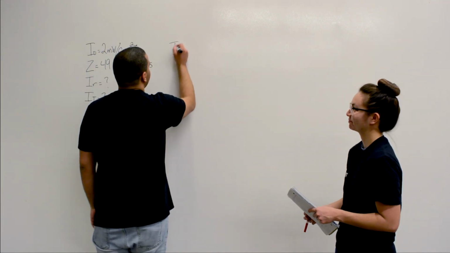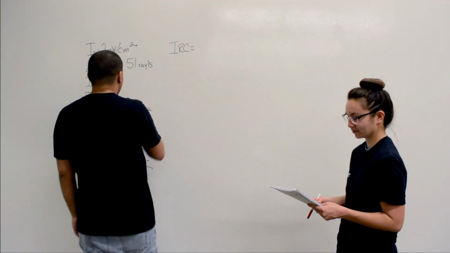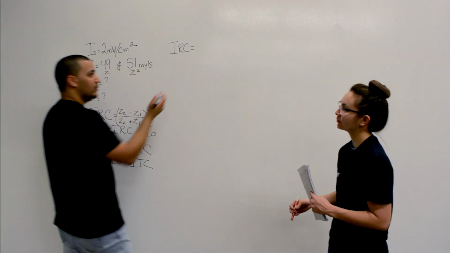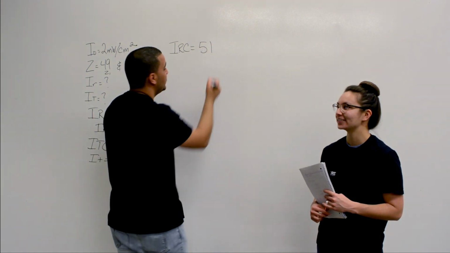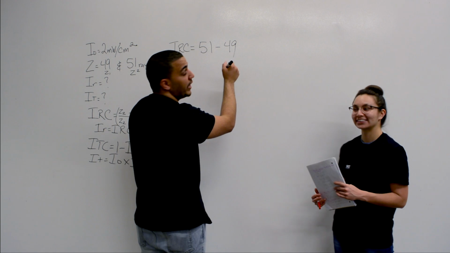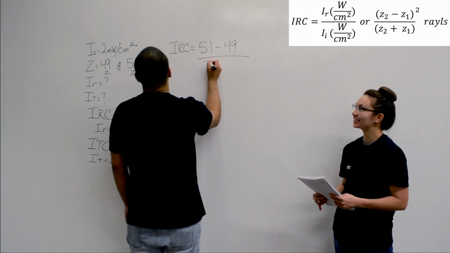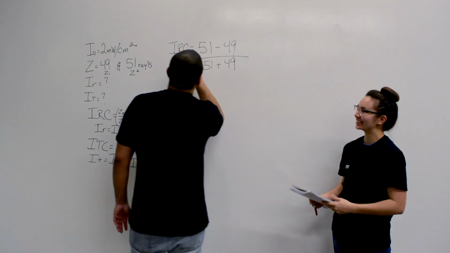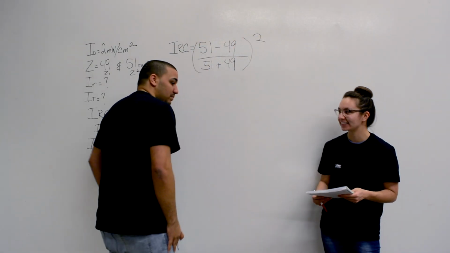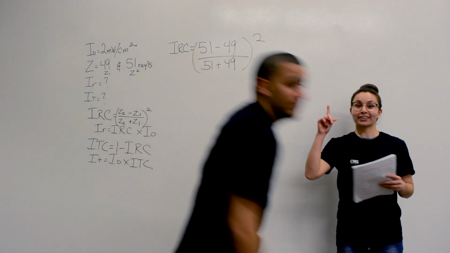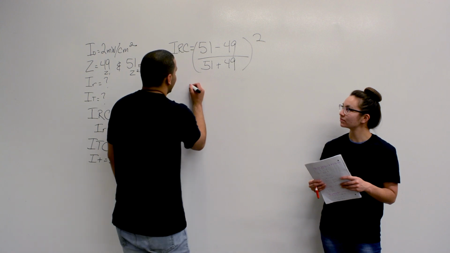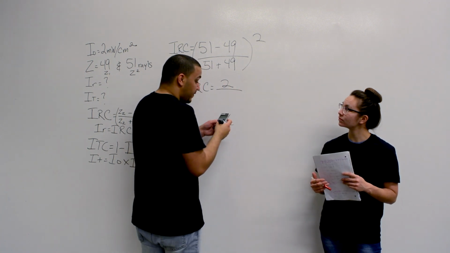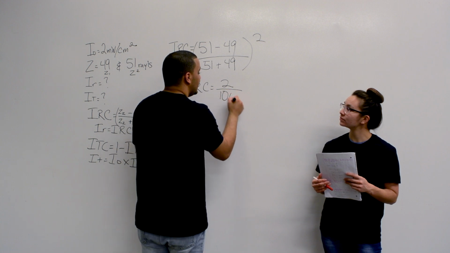First step, IRC equals impedance number 2, Z2, minus Z1, over Z2 plus Z1. That equals 51 rayls minus 49 rayls over 51 rayls plus 49 rayls, and then you square that. Now you solve for this. IRC is going to equal 51 minus 49, that's 2, over 51 plus 49, 100, and you square that.